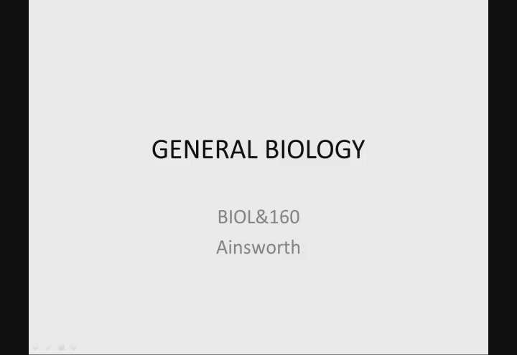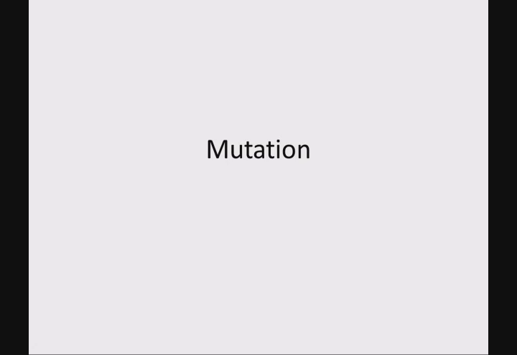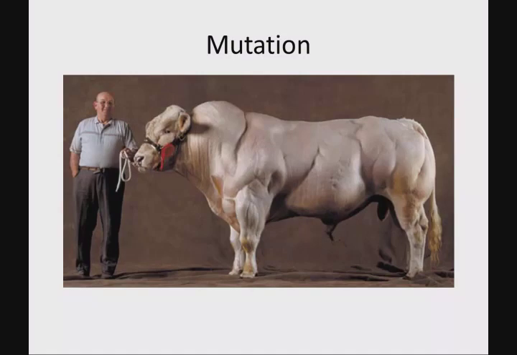So our next topic, now that we have a better understanding of how DNA works, is mutation. Ultimately, a mutation is any change in the DNA sequence. Of course, when you think of mutation, you think of mutants, right? This cow, or the steer, is the result of a mutation, and that mutation results in doubling the muscle mass of this organism. Change in the DNA changes a protein, which changes a trait.